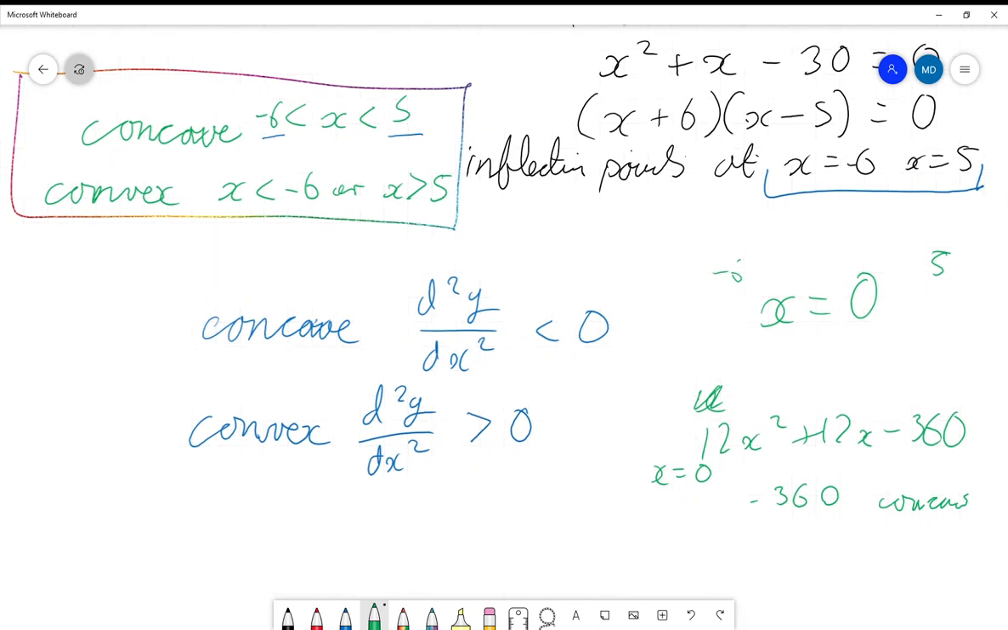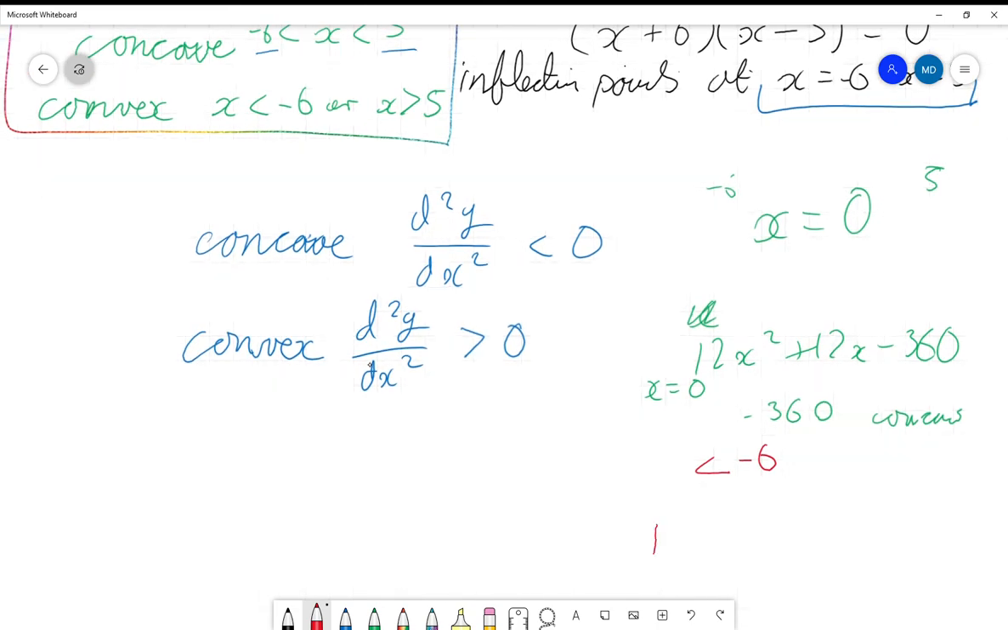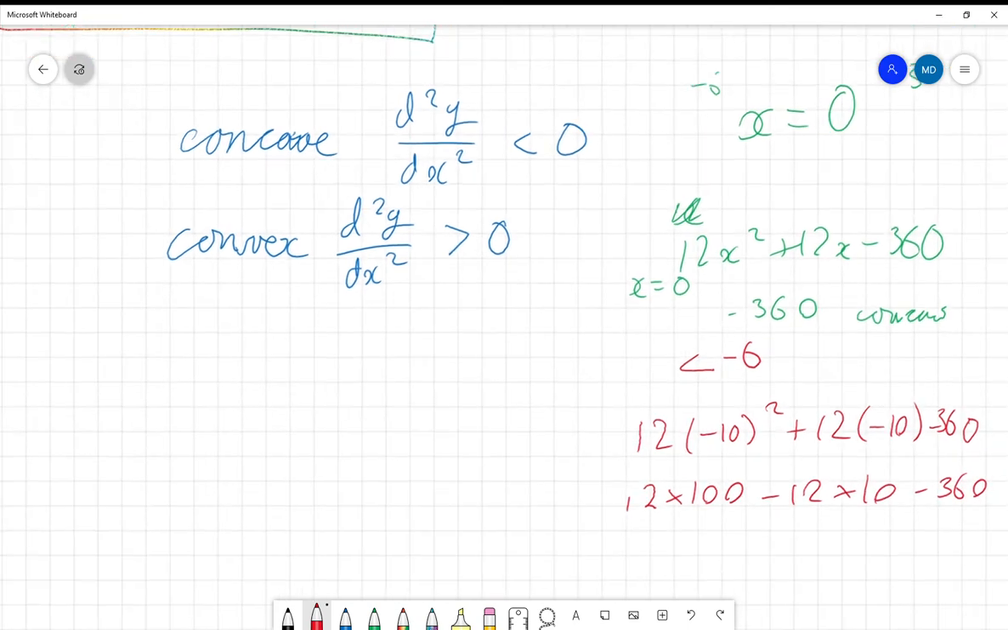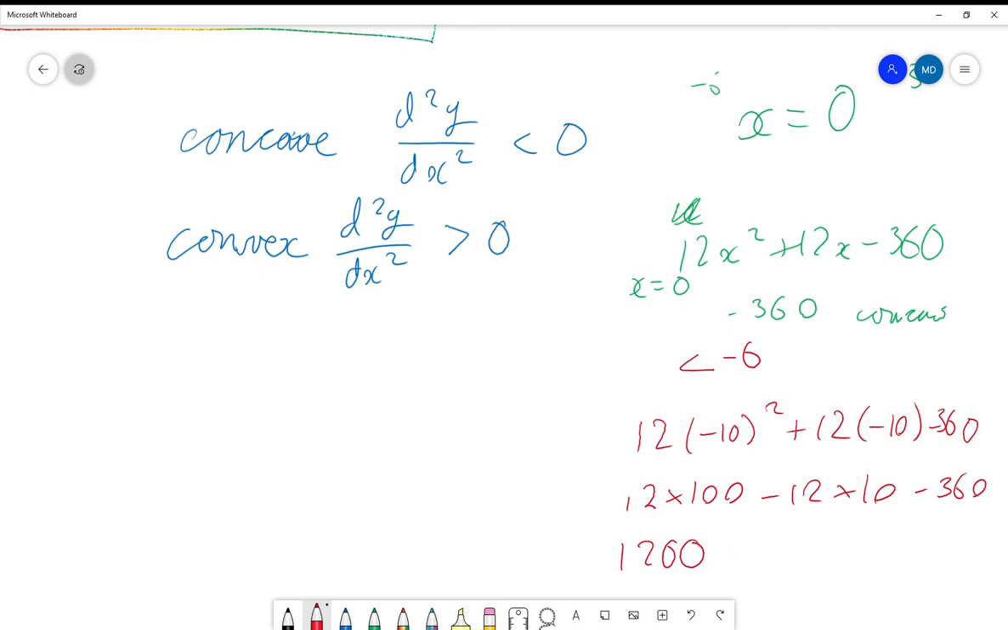Now we want to try both places outside, so we want to try less than minus 6. So let's try minus 10. 12 multiplied by negative 10 squared plus 12 multiplied by negative 10 minus 360. Hopefully we want that to be positive, so we're going to get 12 times 100 minus 12 times 10 minus 360, which is 1,200 minus 120 minus 360, and that is indeed greater than 0. And so it's convex for values less than minus 6.